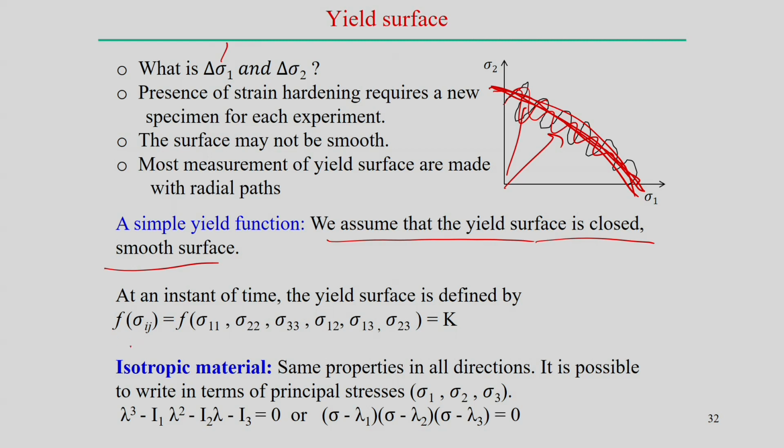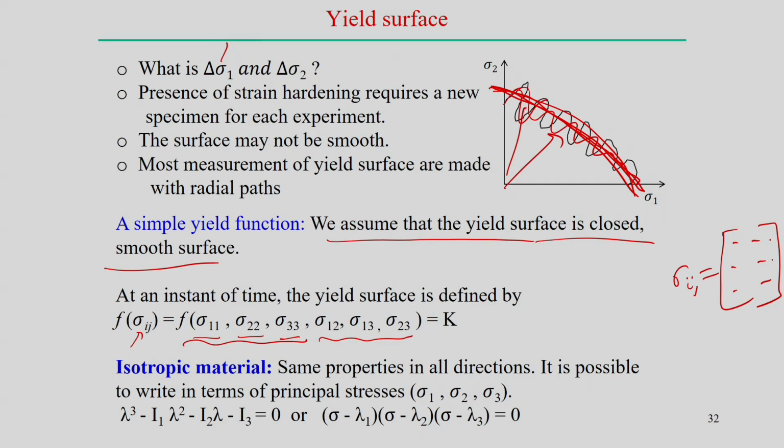For example, F of sigma ij, in index form, where sigma ij is the stress tensor. So, it has all 9 components, 1 to 9. Therefore, it is a function of, assuming symmetry, sigma 11, sigma 22, sigma 33, that means normal stresses, and 3 shear stress components, equal to k, which is a constant. Now, this is the functional form, and we assume this because all stress components contribute to the yielding of a particular component when it is subjected to a 3-dimensional state of stress.